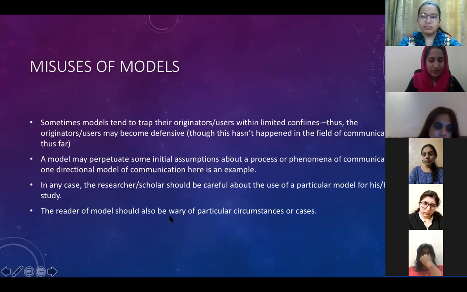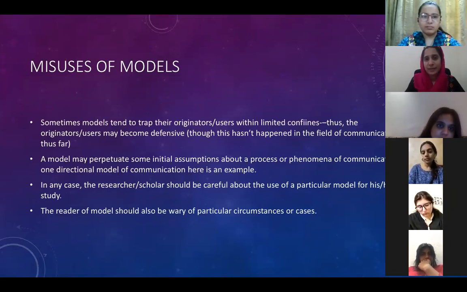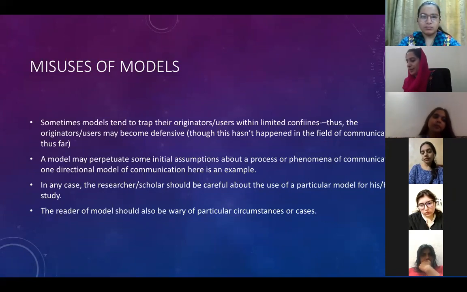Let's talk about some misuses of models. Okay, what can be some misuses? Models actually tend to confine or limit our scope of thinking. I would ask you to recall my example that I gave you in last class. Remember in last class, I showed you an image that I drew in my notebook. And let me show it to you again.